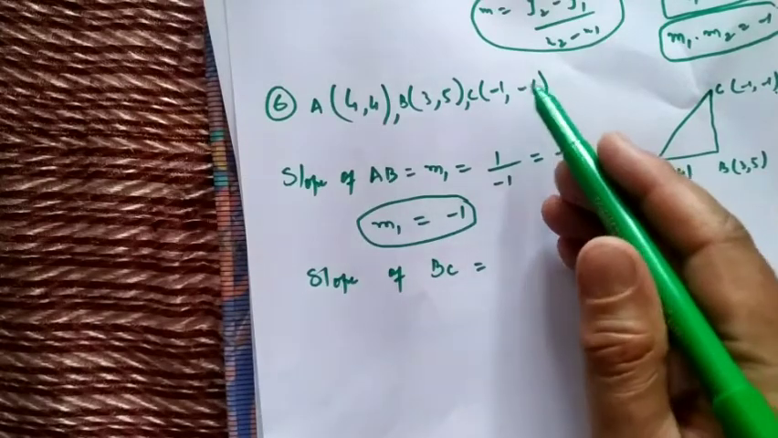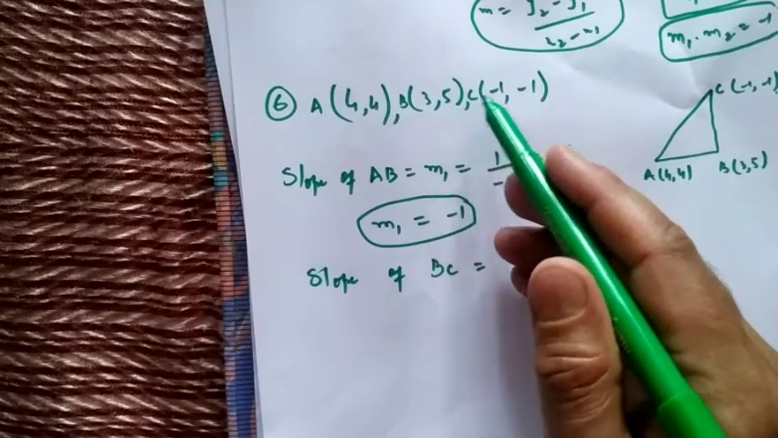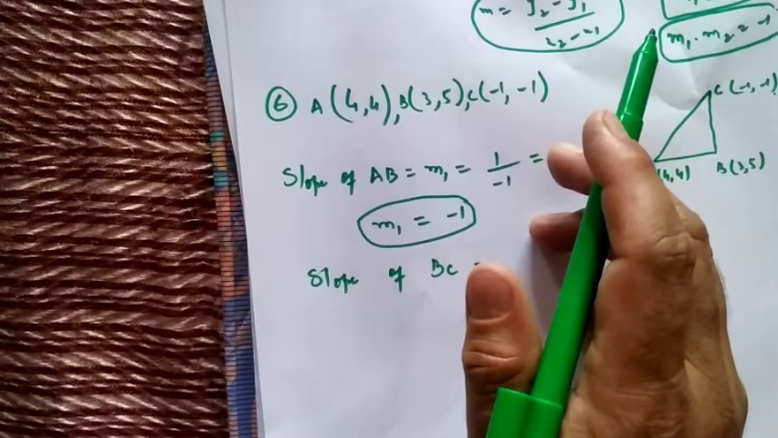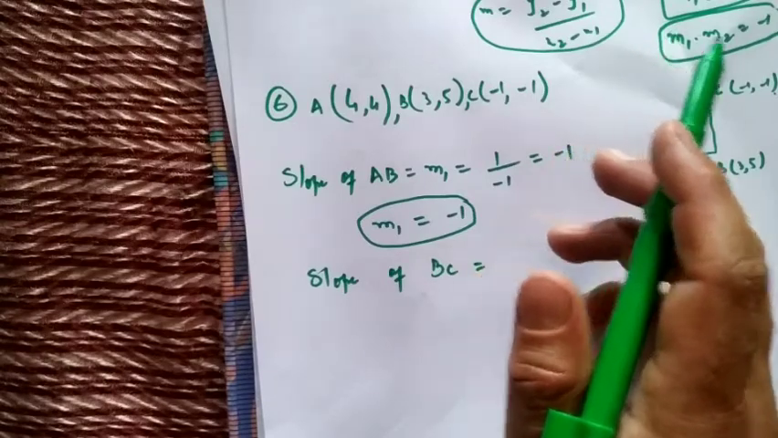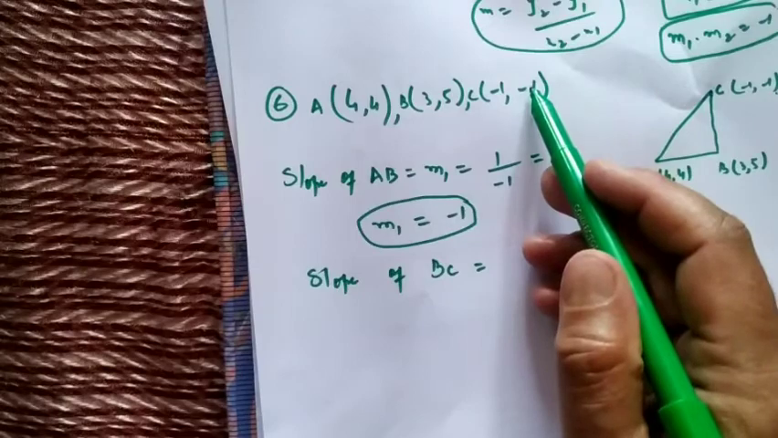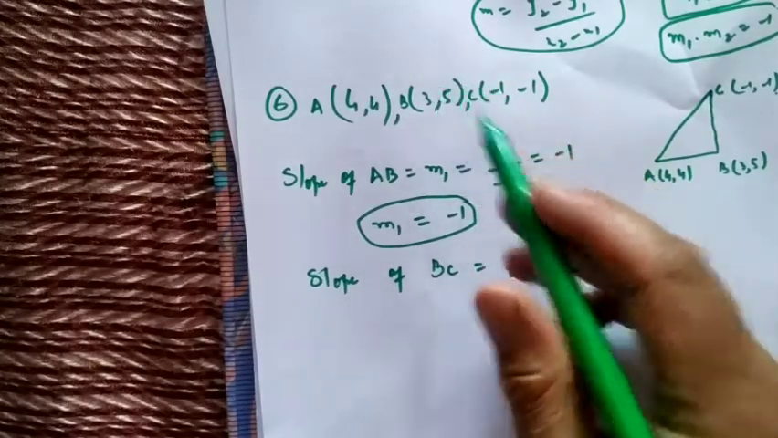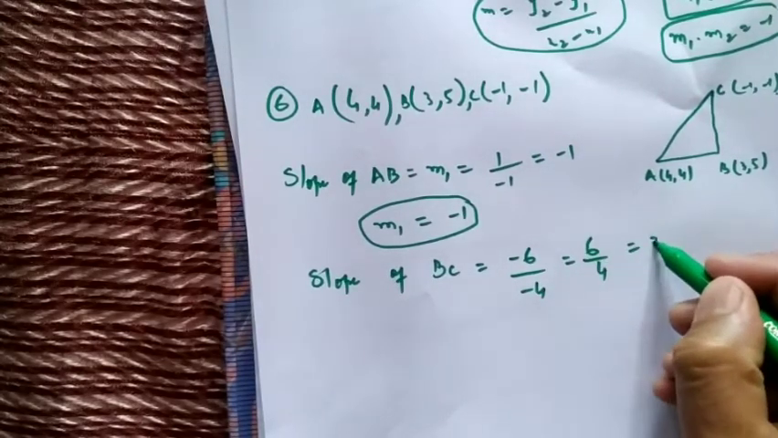Slope of BC is -1 minus 5, that is -6. Sorry, it is slope of BC. ठीक है. And what is the slope of BC? Slope of BC, it is -1 minus 5, that is -6 divided by -1 minus 3, that is -4, minus cancel, that is 6/4, and this is 3/2.